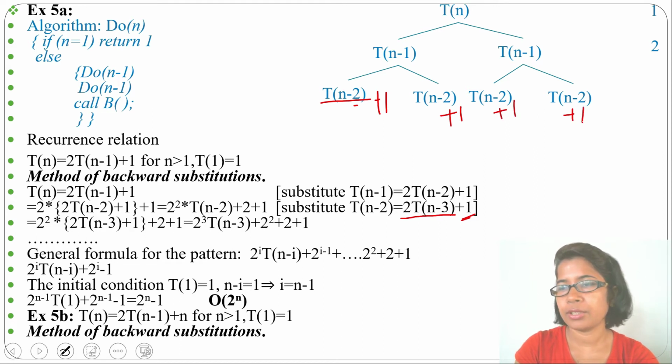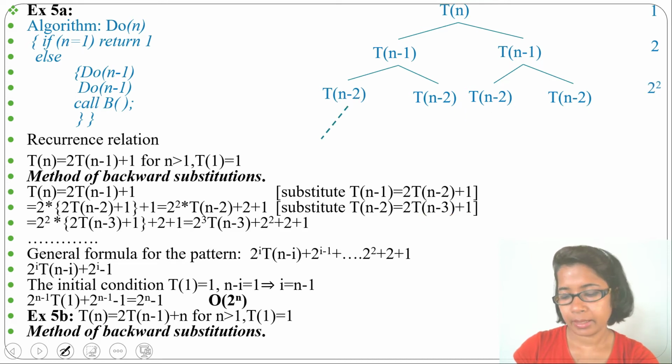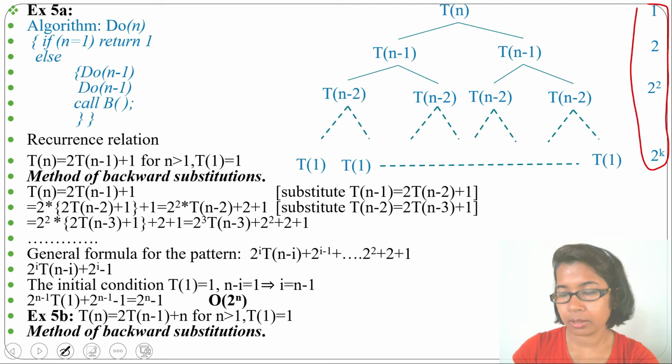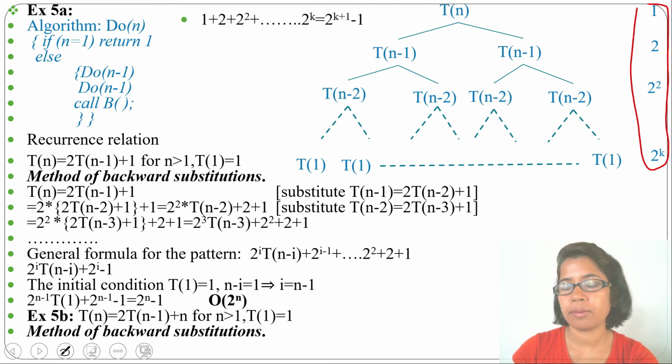So after addition, we'll get 4, or we can write 2 power 2. Like this, it will continue. Finally, we reach the initial condition, that is T of 1. Let's assume there are k terms, so it will be 2 power k. Now the order of growth will be the sum of all these terms, so 1 plus 2 square up to 2 power k. That formula is 2 power k plus 1 minus 1.